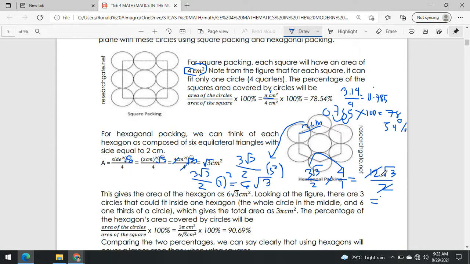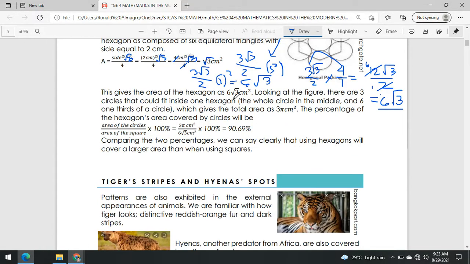Okay, so cancel out na lang po. 12 is divisible by 2. 12 divided by 2 is 6. And copy the square root of 3. Right, the denominator is already 1. So you don't need to put 1 in the denominator, just simply write 6 square root of 3.